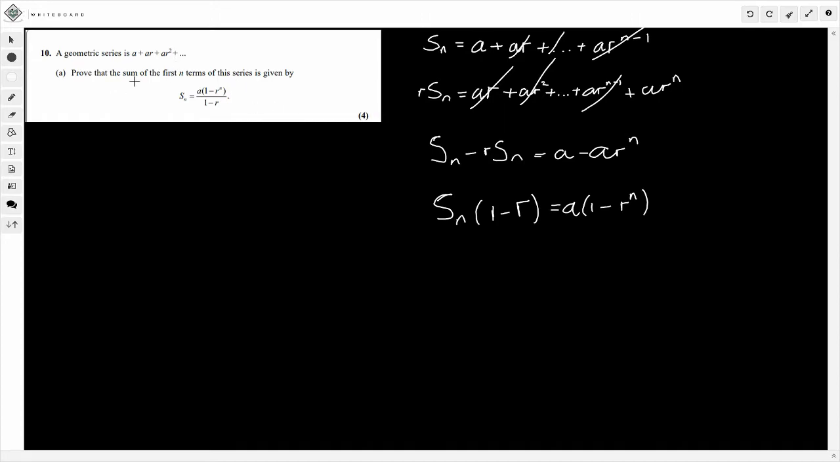Now all we've got to do is get into this final bit. I've got Sn times 1 minus r is equal to a times 1 minus r to the n. Notice this side, a times 1 minus r to the n, is already the numerator. So last step, if you can spot it, we're just going to divide through by the 1 minus r on this left-hand side to get Sn. So the sum of the first n terms is equal to a times 1 minus r to the n, divided by 1 minus r. And there we have it, guys. That's the full proof done for all 4 marks.